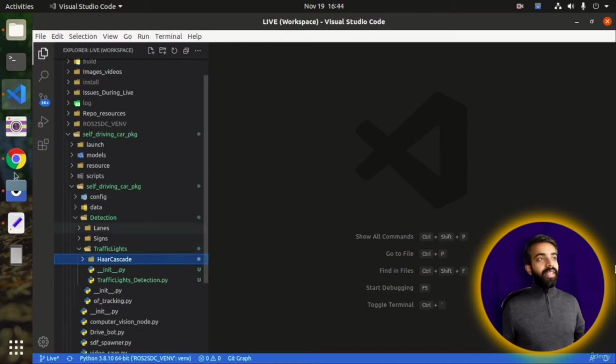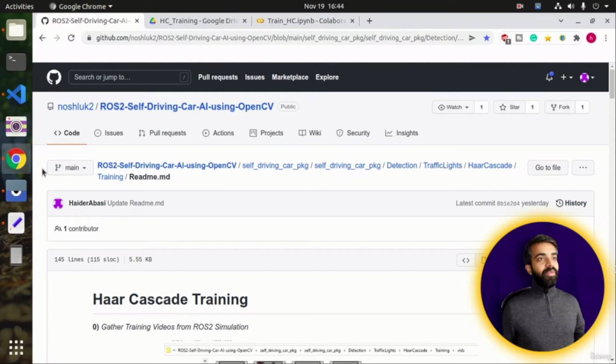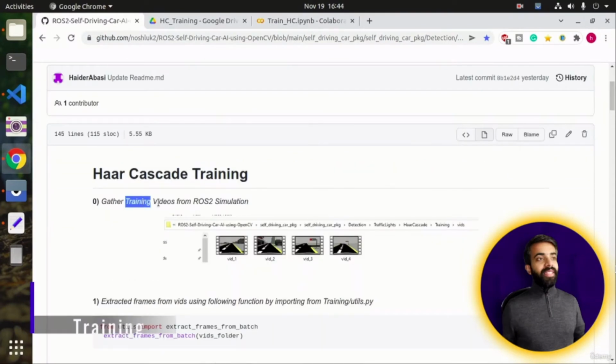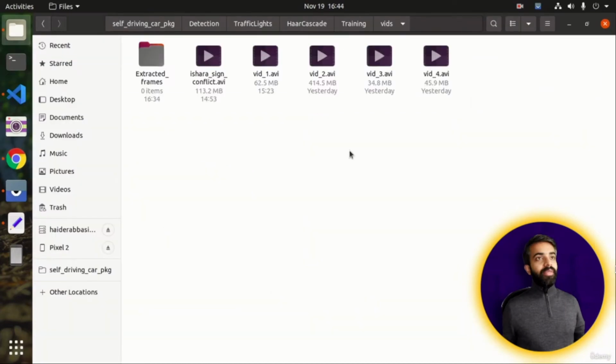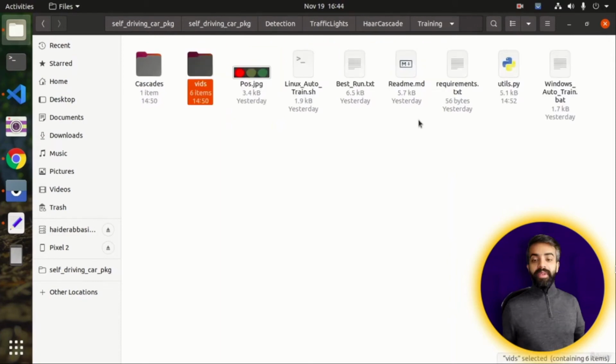We will start off with the training, and for this, we will use the README that is present inside the haar cascade/training. Now this README starts off with the very first step, that is gathering the training videos from the ROS2 simulation. As I've already done this step, I've already gathered the videos that will be used to train the Haar cascade, as they are present inside the training folder, which is the videos folder. Inside the videos folder, you will notice these 5 videos, which are the actual videos that will be used to train the Haar cascade to detect traffic lights.